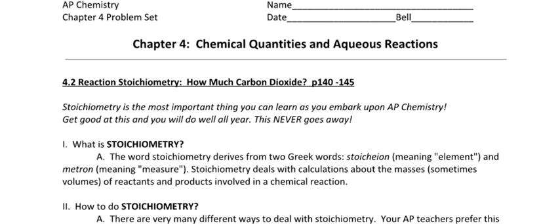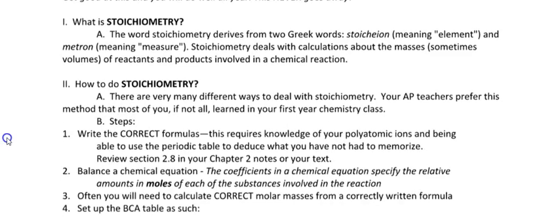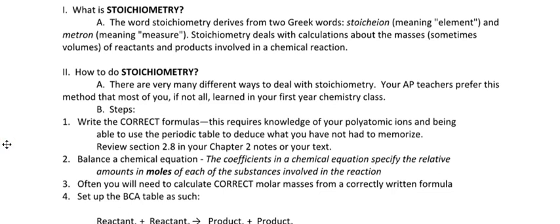So what is stoichiometry? The word comes from the Greek words stoichion, which means element, and metron, which means to measure. You probably could figure that one out. It deals with the calculation of masses, maybe volumes, of reactants and products involved in a chemical reaction. So how do we do this? Well, there are many different ways to do it. I prefer a BCA table. You will see later why the BCA table is so handy, especially in AP Chemistry.